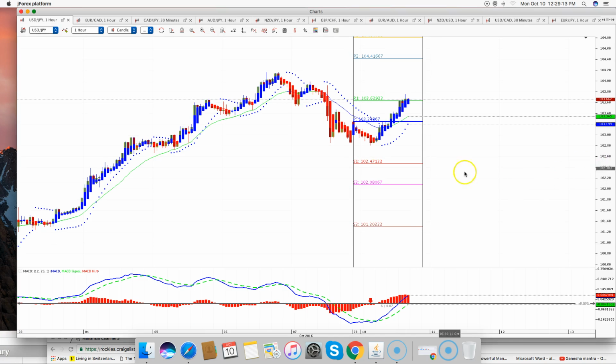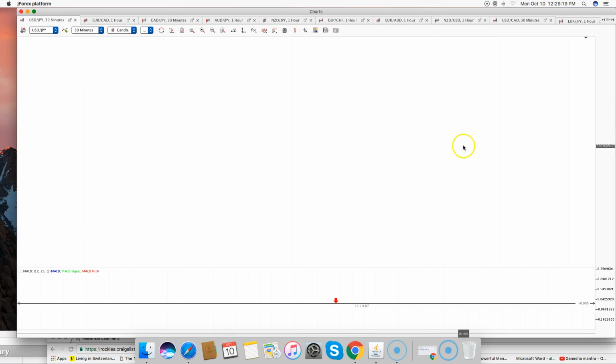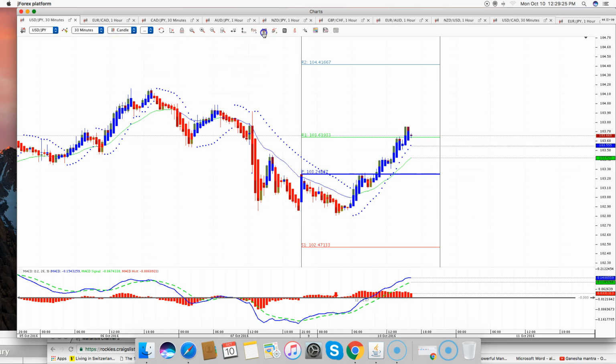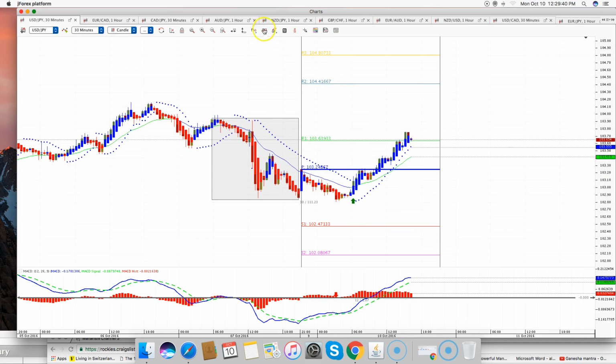And here is the USD Yen. Let me just switch over to the 30-minute chart since that's the time frame I'm using to take trades. So again, USD Yen, here's Friday's sell-off, and here's Monday's retracement using Heikin-Ashi candles. You can use regular candlestick patterns or Heikin-Ashi. You just have to qualify them.